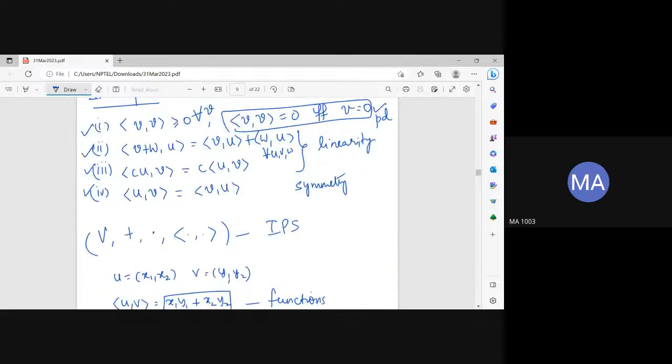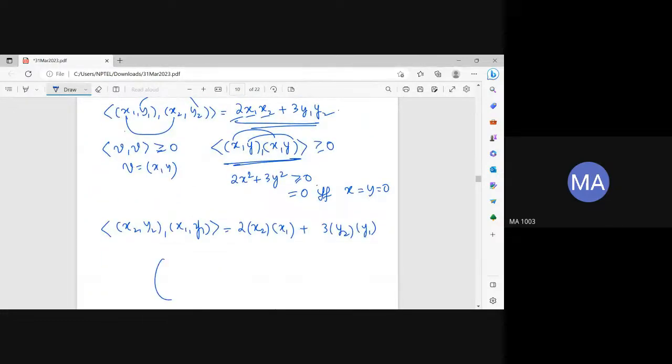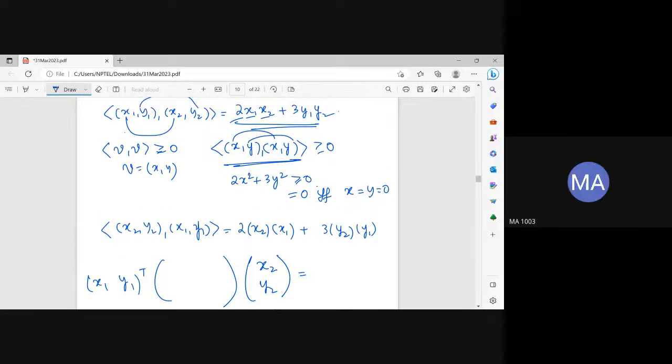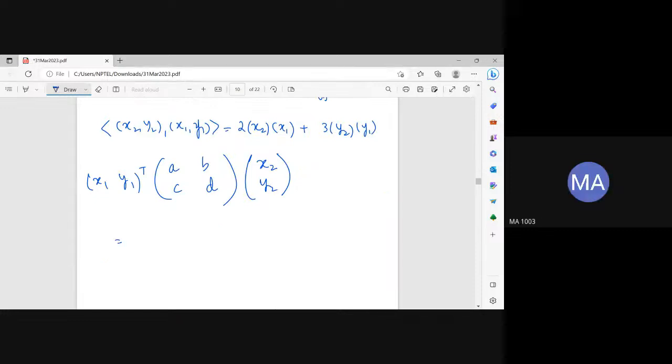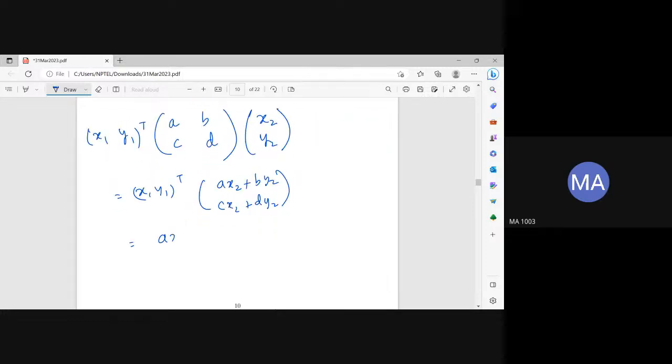See, you can write this function as a matrix. X1, Y1 transpose, the matrix, X2, Y2. What is this matrix going to be? If you had A, B, C, D, you'll get X1, Y1 transpose times AX2 plus BY2, CX2 plus DY2. And then when you multiply, you'll get AX1X2 plus BX1Y2 plus CX2Y1 plus DY1Y2, right?